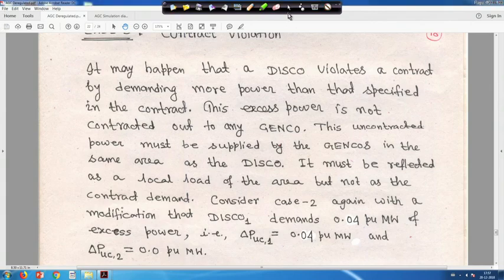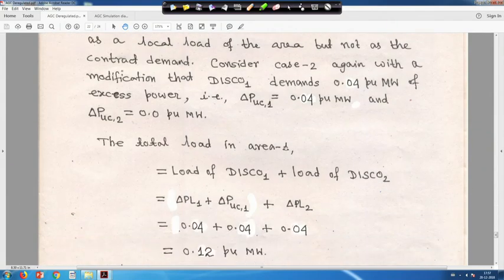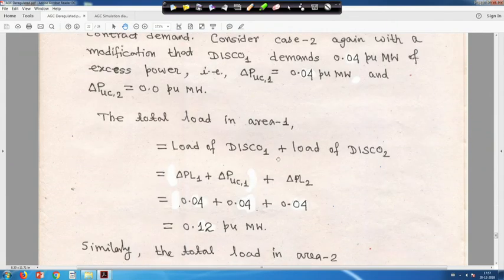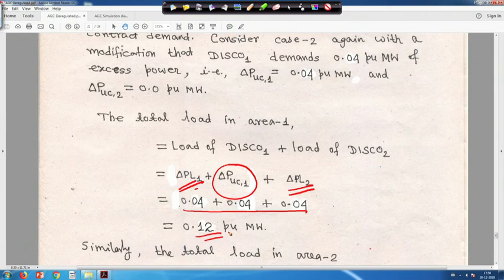Therefore, now the total load in area 1, load of DISCO 1 plus load of DISCO 2, will be as follows. Delta PL1 is the total load of DISCO 1, delta PL2 is the total load of DISCO 2, plus this additional delta PUC1, which has been demanded by DISCO 1, the distribution company 1. So, total will be 0.12 per unit megawatt, that is the total disturbance in area 1.